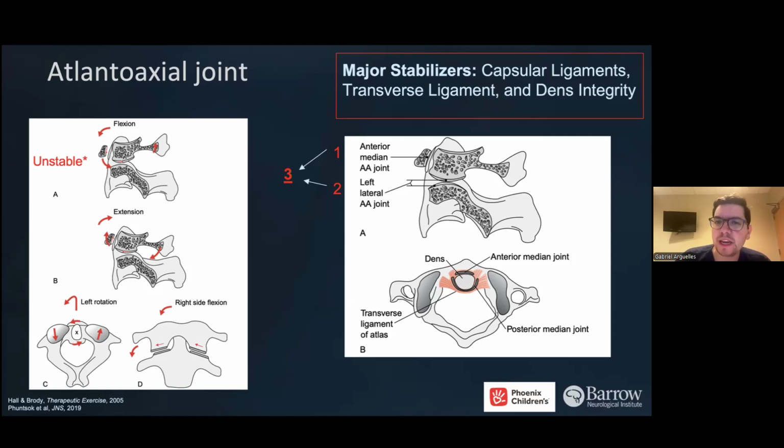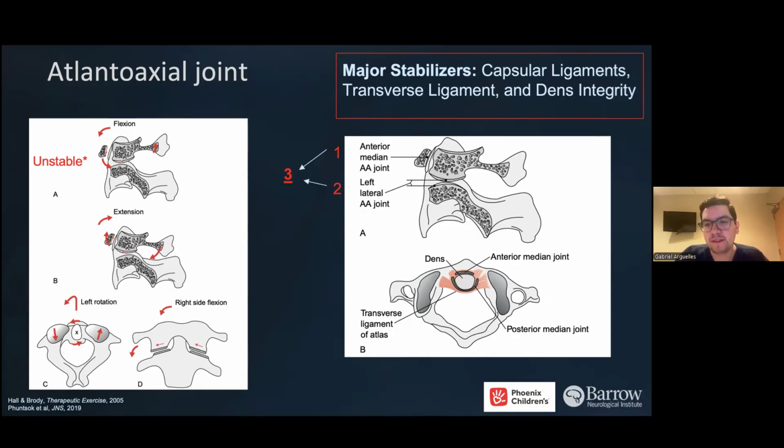The other part to talk about here is that this joint is actually composed of three joints. There's the medial anterior AA joint, which is a pivot type synovial joint, where C2's dens rotates around the ligaments and the C1 level. And then there are the lateral joints at each side, where the dens articulates with C1 as well.